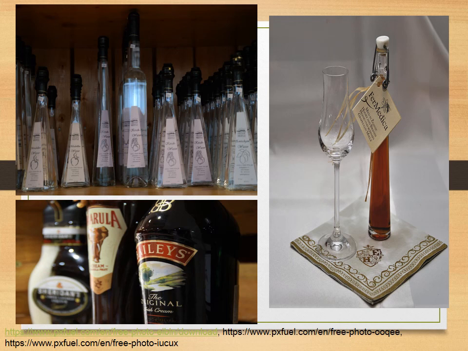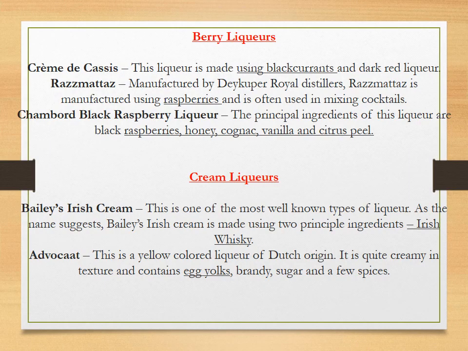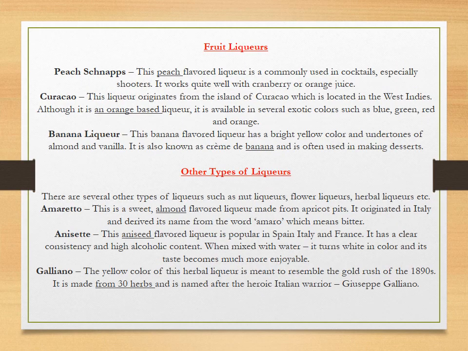These are some pictures of liqueur bottles. Some berry liqueur examples and creme liqueurs. Fruit liqueurs like peach schnapps, curacao, banana liqueur.